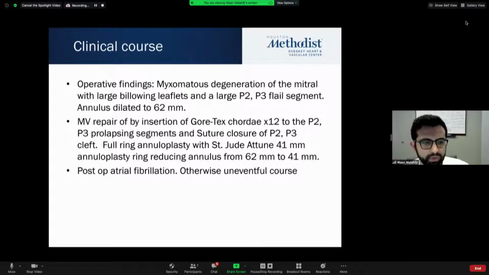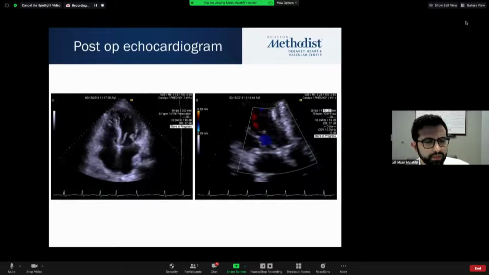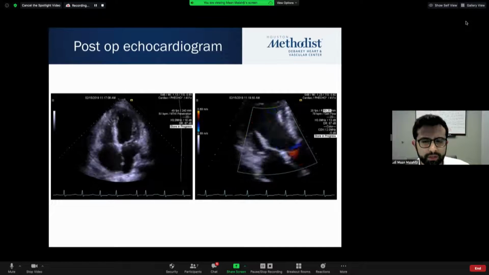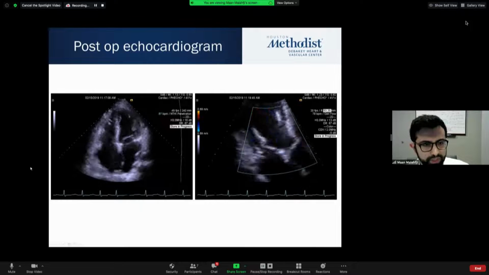The patient had post-operative AFib, but otherwise did okay. And his echocardiogram on day 3 showed the left ventricular end-systolic diameter to be 4.6. The EF was about 30% and the RV was depressed. No residual MR was noted. And here are his echo findings. And the patient went home to Louisiana.